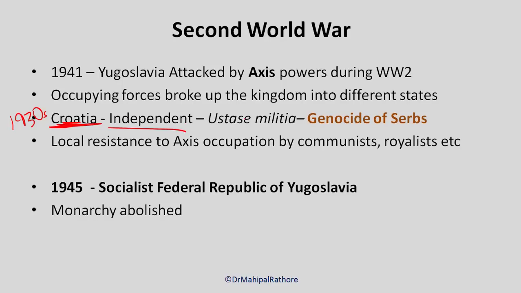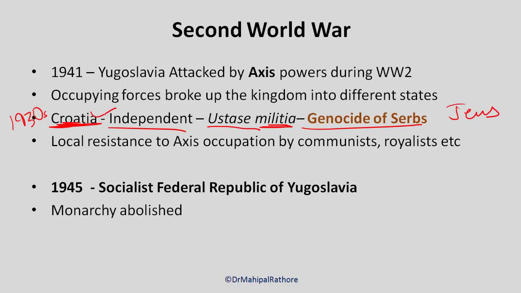As soon as it became independent, it started murdering Serbs and also Jews. So there was this militia formed. It was called the Ustashi militia. It was a fascist militia. So it followed the policies of Hitler and Mussolini, the fascist rulers of Germany and Italy. And they conducted genocide of Serbs. Thousands and thousands of Serbs as well as Jews were killed by the Ustashi militia.